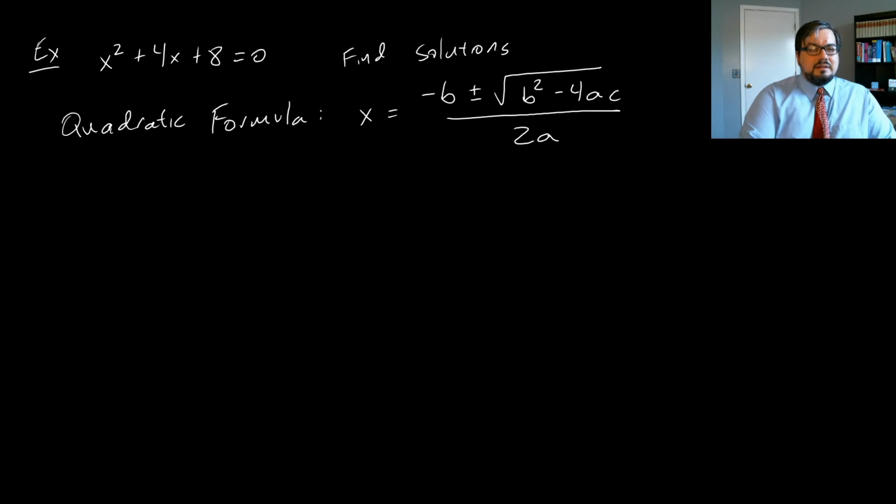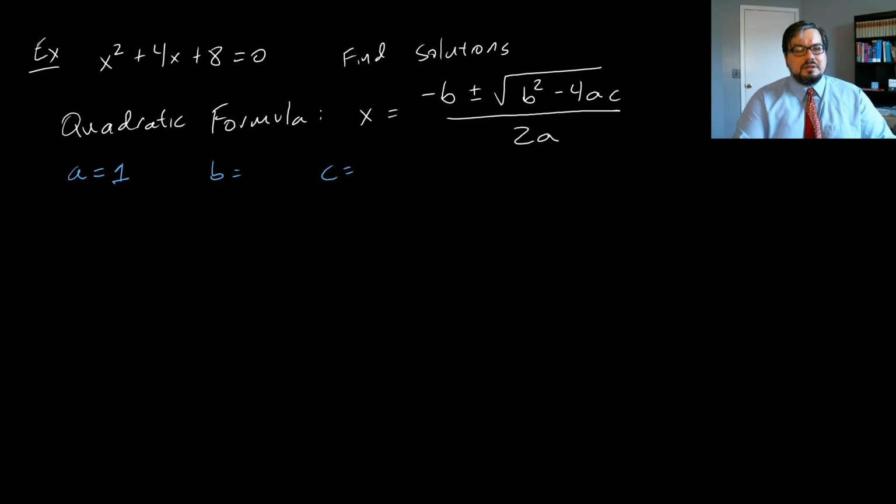Now, once again, it's not a bad idea to be very explicit about what a, b, and c are. So in this case, a will be 1 again, because there's no number written in front of the x. b will be 4, and c will be 8. So we can plug these numbers into the formula to find the solutions.